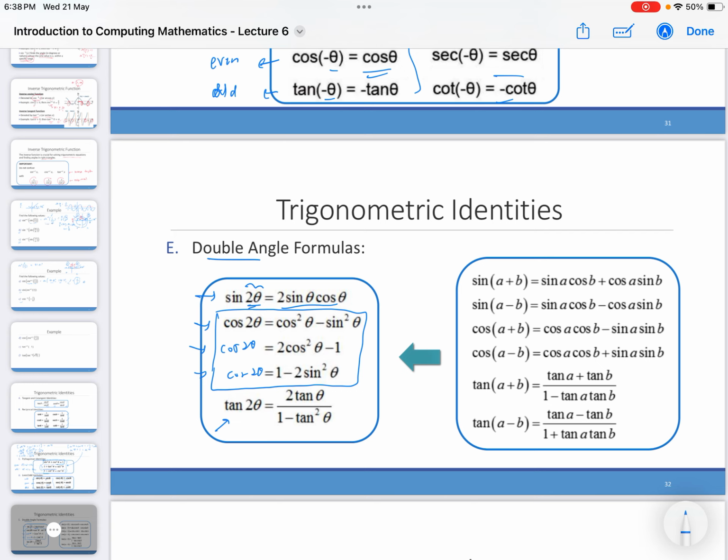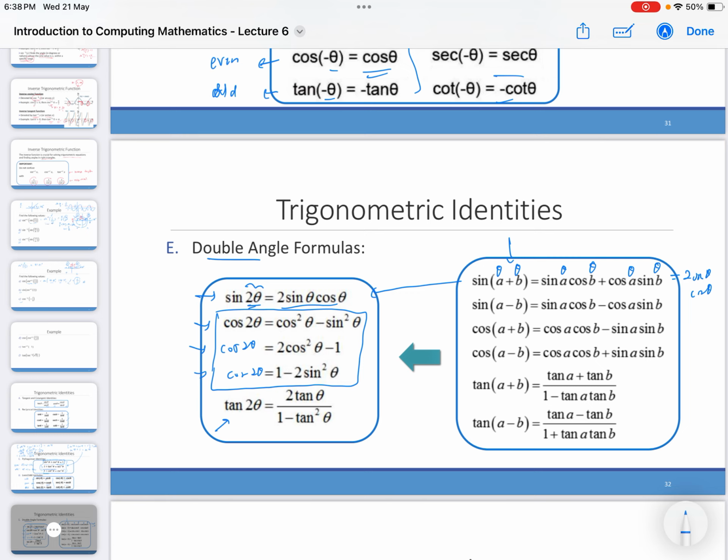Basically, the way we derive this is from this formula: sin of A plus B equals sin A cos B plus cos A sin B. Now A and B are both theta. So we get sin 2 theta here, which equals sin theta times cos theta plus cos theta times sin theta. That's why we get 2 sin theta cos theta, which is this formula.